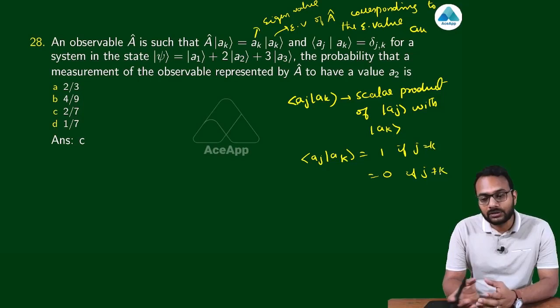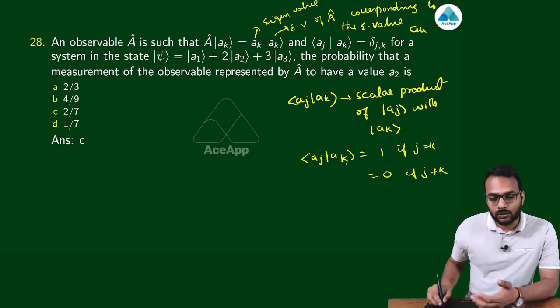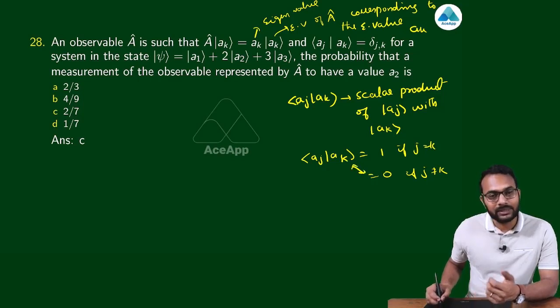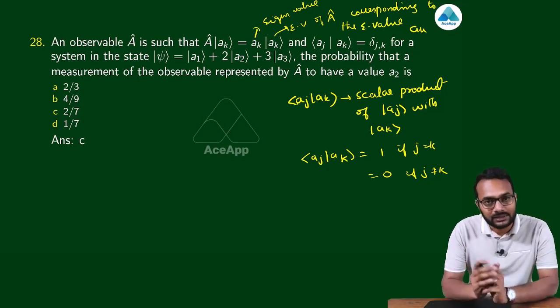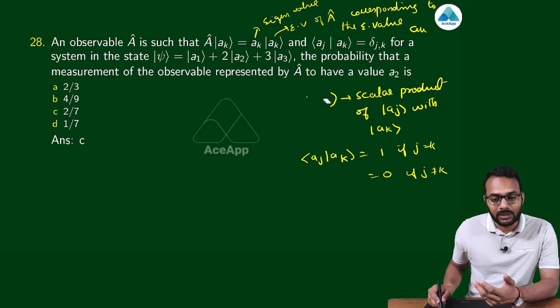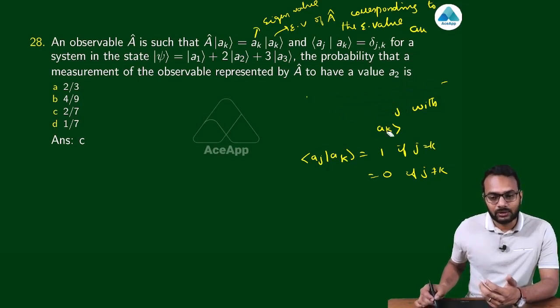Equal to 0 means they are orthogonal. So the eigenvectors corresponding to different eigenvalues are orthogonal, and they are also orthonormal, since the scalar product of a state with itself is equal to 1. For an orthonormal set of vectors, we usually choose them as a basis here.